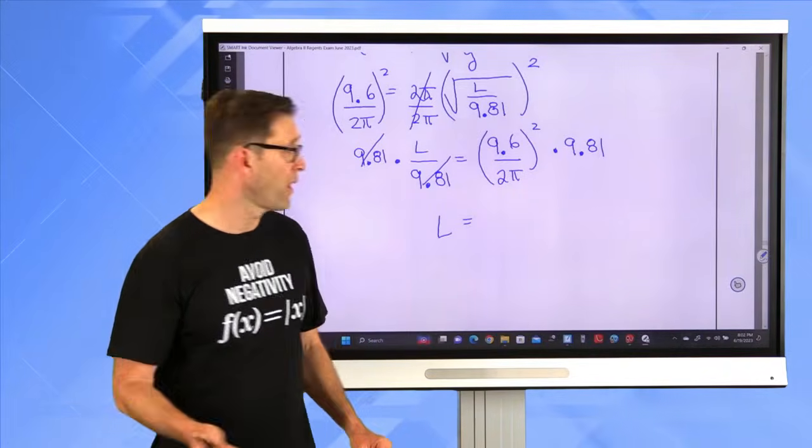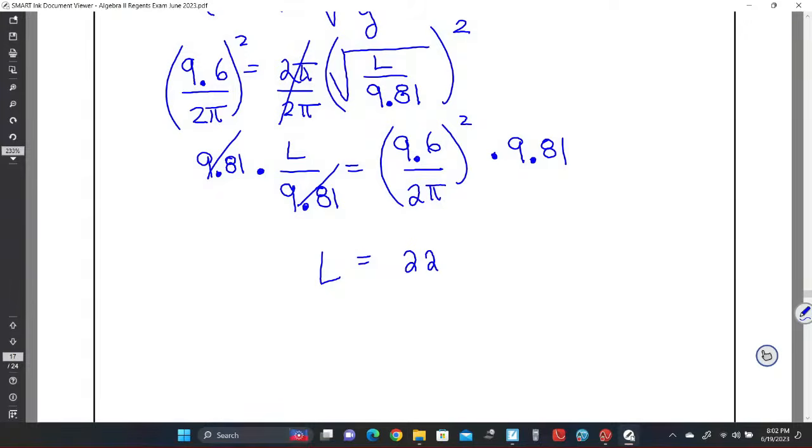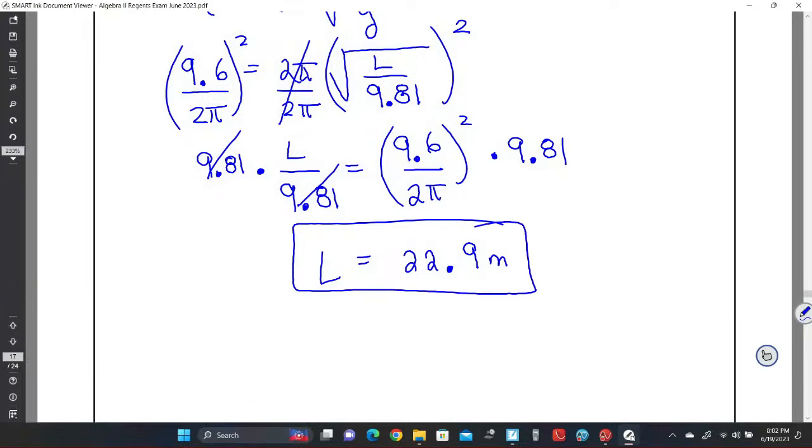But now, all I have to do is go to my calculator, and I most certainly have to go to my calculator. And, whoops, not that yet. That's not what I want. I'm going to put in parentheses, put in my fraction bar. I've got my 9.6 divided by 2π, all of that squared times my 9.81 on the outside. And that is going to be 22.9 meters. It's the length of that particular Foucault pendulum.